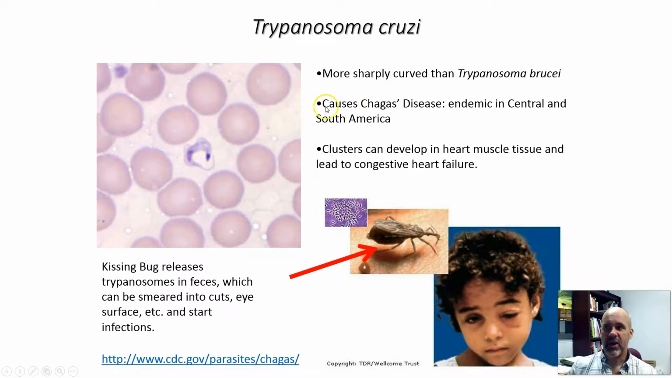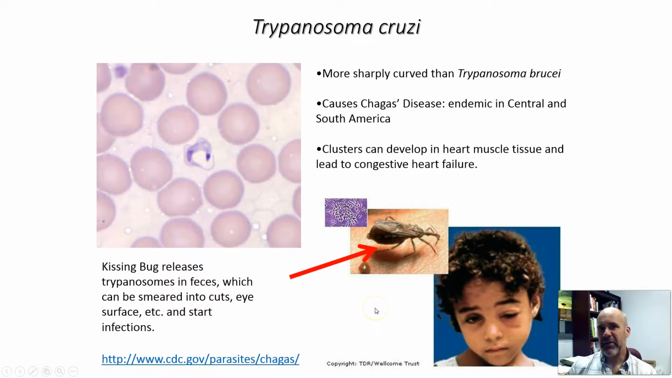Okay, so what does this cause? This causes a disease known as Chagas's disease, which is endemic in Central and South America. That word endemic lets us know that there are constantly infections of people with this organism. So it's always present at some level. There's always a certain number of people in the population that have that disease at any given time.